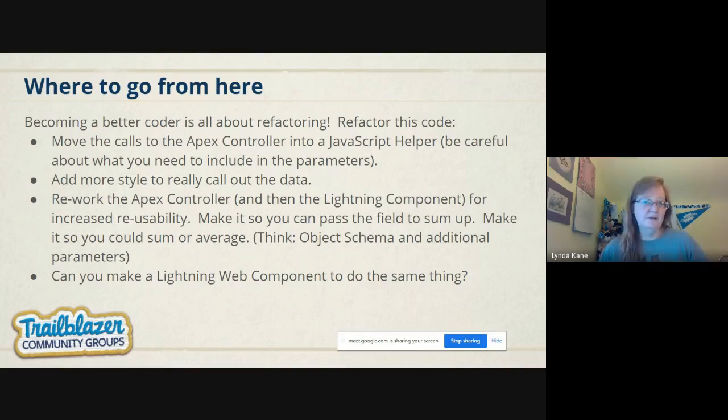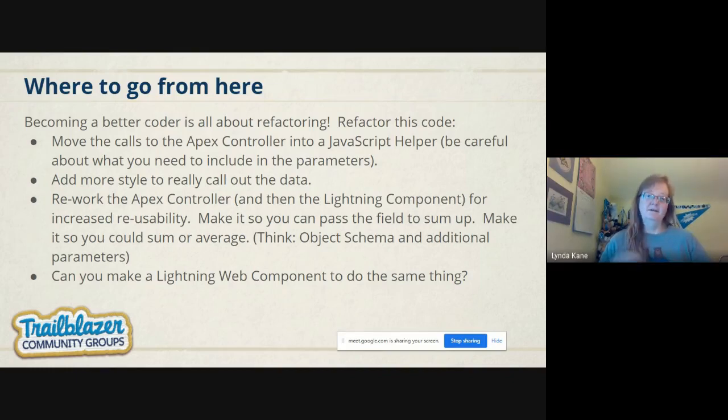You could work on reworking the Apex controller, and then ultimately you'd have to rework the Lightning component as well, for increased reusability. Could you set it up so that your Lightning component recognizes the object and then passes that as one of the parameters, so you could say, hey, this is the object, this is the field I want to sum, and maybe I could sum or I could average. So you can utilize object schema and an Apex controller to really make this do a lot more.